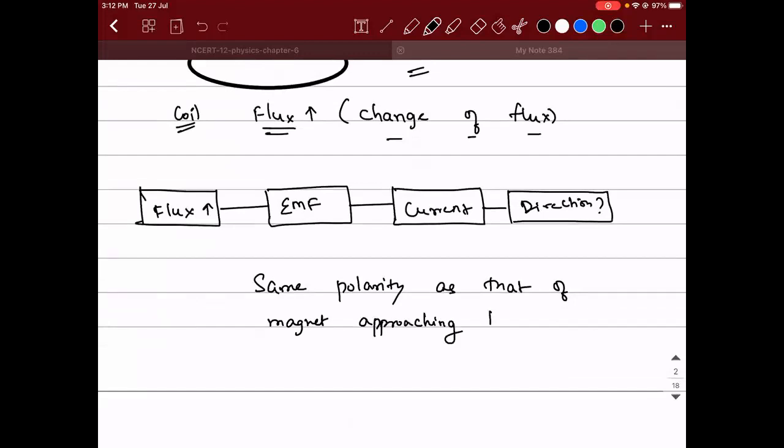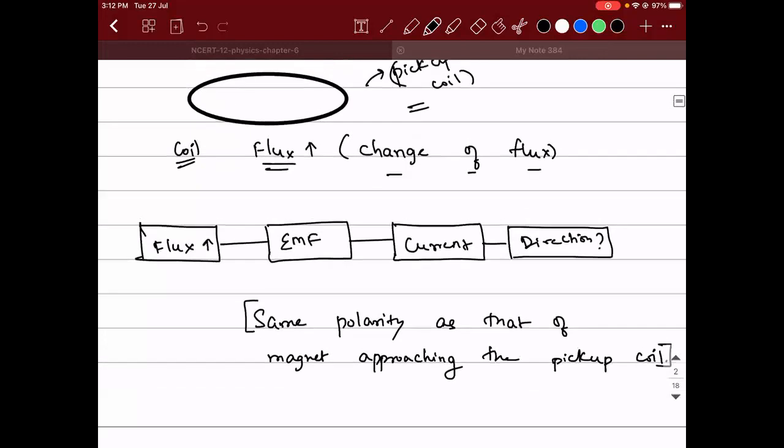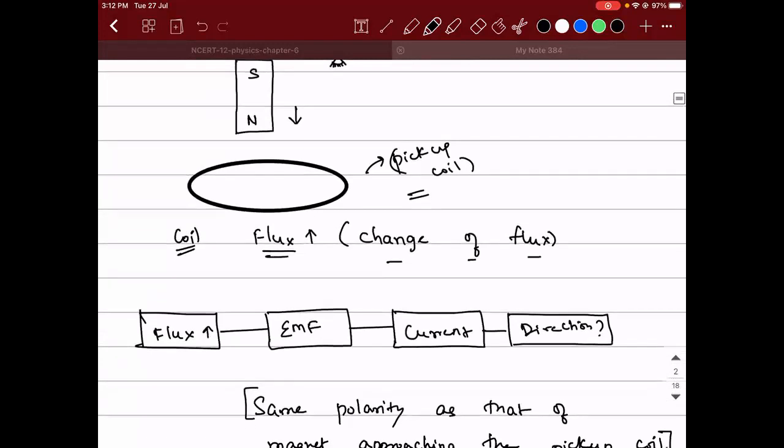approaching the pickup coil. So this is what is going to happen. You're able to understand? Same polarity as that of magnet approaching the pickup coil will get generated, in the sense when the North Pole is moving closer to the pickup coil, then the current will get induced in the anti-clockwise direction when you see from the top. As a result of which, what pole will get generated? North. Yes. So when you see from the top, it will be a North Pole.